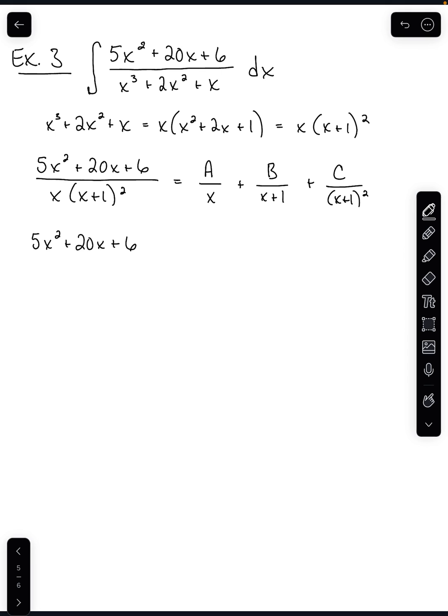When we multiply each fraction on the right by the LCD, only the factor that appears in the denominator will cancel out, leaving us with the other remaining factors to be multiplied by the numerator. So when we multiply the LCD times a over x, the x factor will cancel out, and we will be left with the x plus 1 squared.